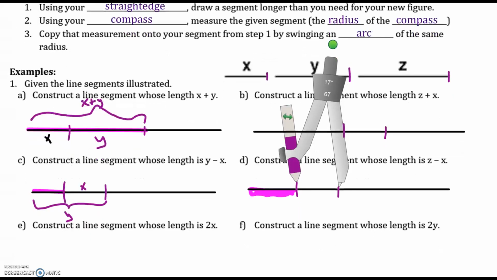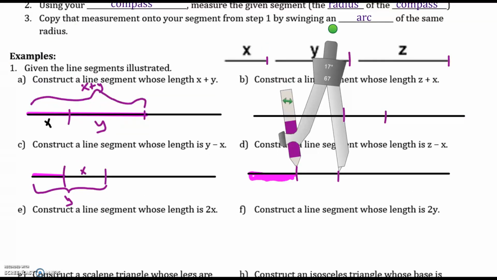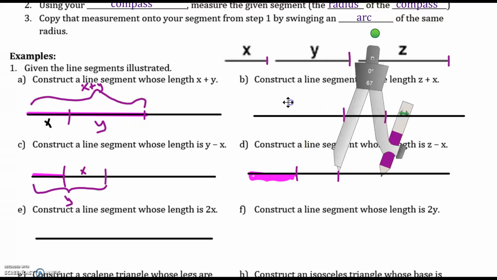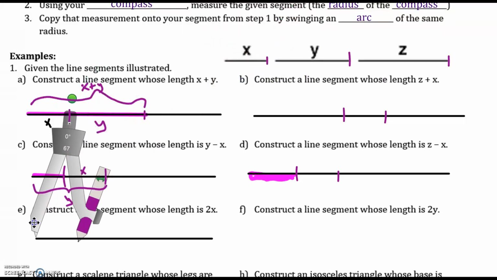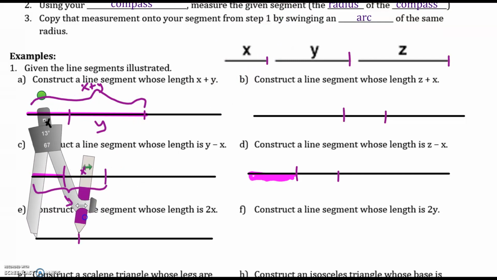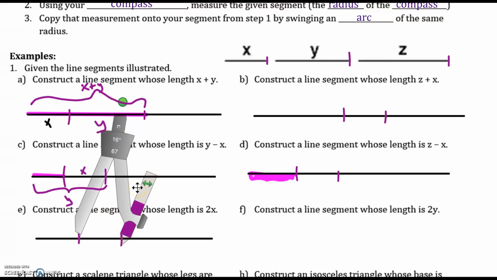Okay, for E, similar things. We're going to construct a segment whose length is 2x. So like all the others, we're going to give ourselves a place to put this. And then we are going to measure the length of x. So we're going to go back up to our given, and we're going to measure how long x is. And then we're going to bring it down here. And we're basically just doing 2 x's. So one here, and then another after it.